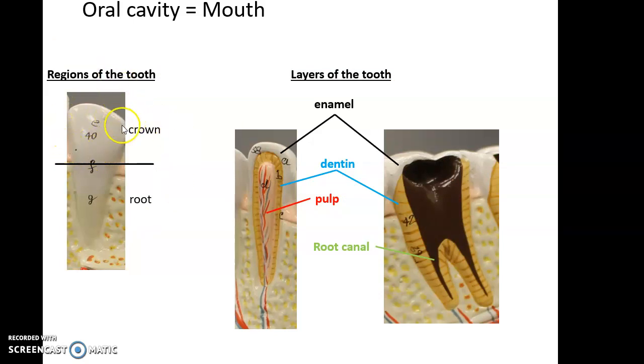Regions of the tooth. The portion of the tooth above the gum line is called the crown. The portion of the tooth below the gum line is the root. In terms of layers, the most superficial layer is the enamel. It's nice whitish in color. Below that is the dentin, which is slightly brown in color. It makes up the bulk of the tooth. And then deep to the dentin is the pulp, which is the living portion of the tooth with blood vessels, nerves, etc. The pulp is found in the pulp cavity as well as in the root canal.